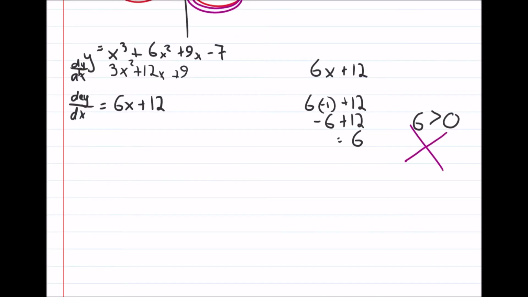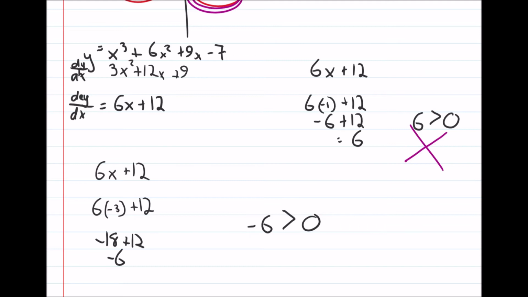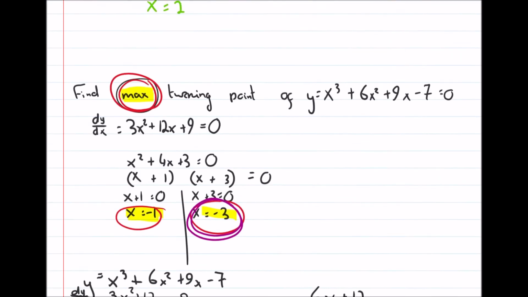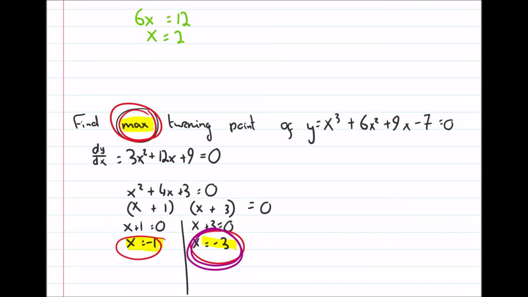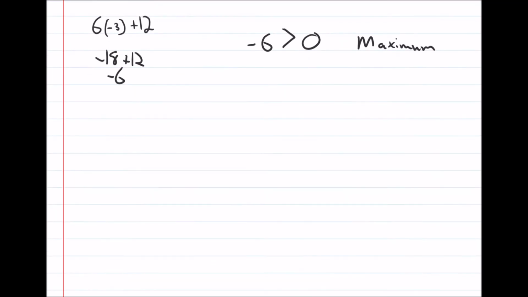But let's just make sure. Take our function 6x plus 12 and put in minus 3: 6 times minus 3 is minus 18, plus 12, and that's minus 6. Minus 6 is less than 0. When it's less than 0, it's the maximum. Okay, we're not done though. Have a look up. They want the maximum turning point. We're after giving them the x value of that turning point. So if I was to sketch it, okay, so what was it?